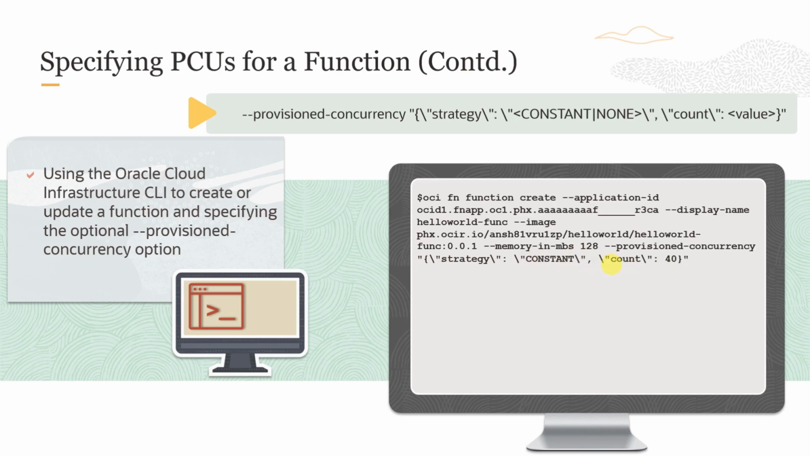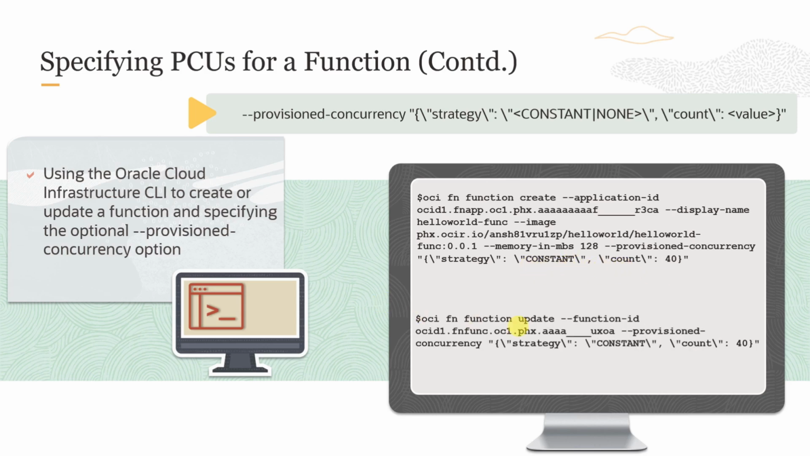You can provide the parameters as a string at the command line, as a file, or as both a command line string and a file. You can also update an existing function to specify or update the provisioned concurrency, where you just need to use the OCI fn function update command and specify the function ID with the provisioned concurrency parameter and supply the values that you wish to update your function with.